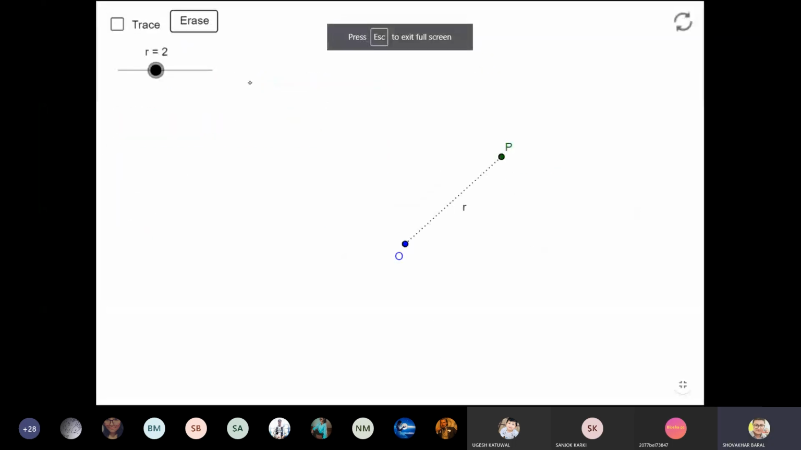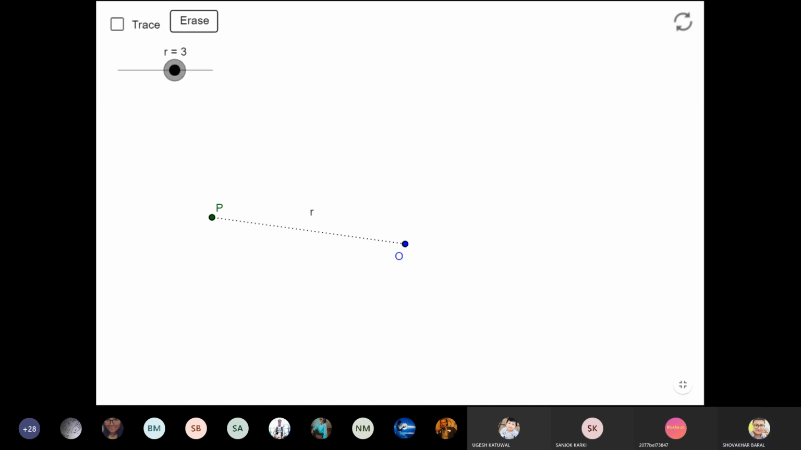Okay, see here. This point P is at a certain distance from point O. This point O is fixed. This is the moving point, and it will move randomly. Let me fix this distance as 3. Let me fix the distance as 2 units.